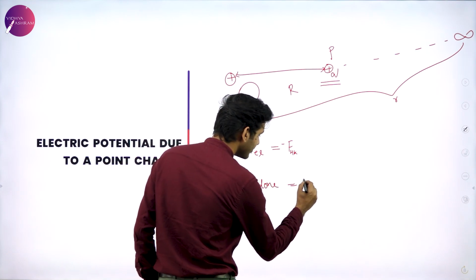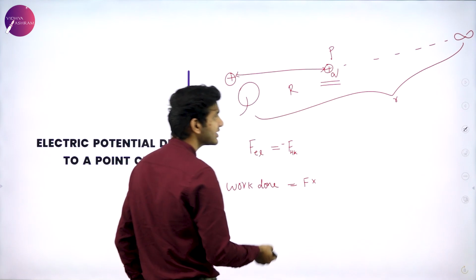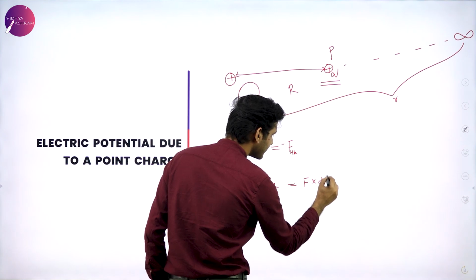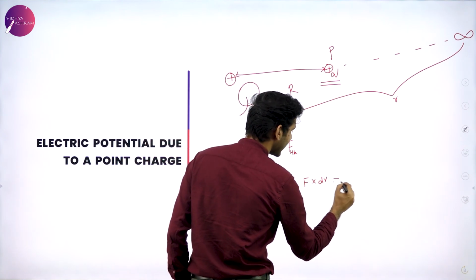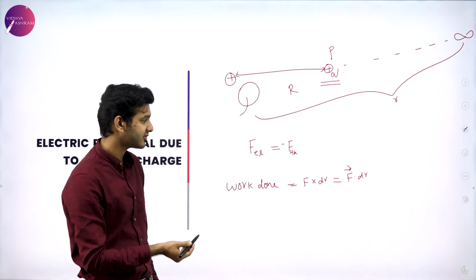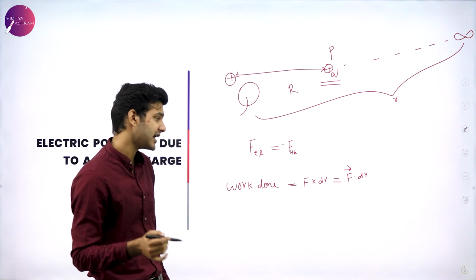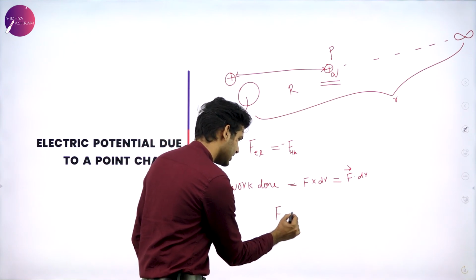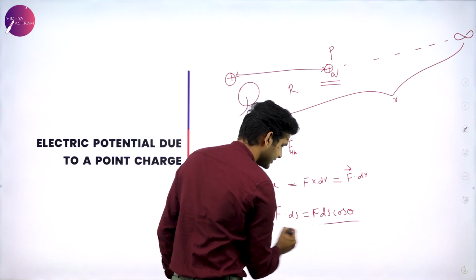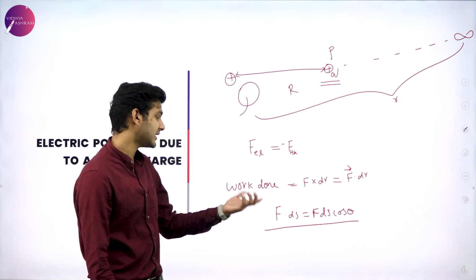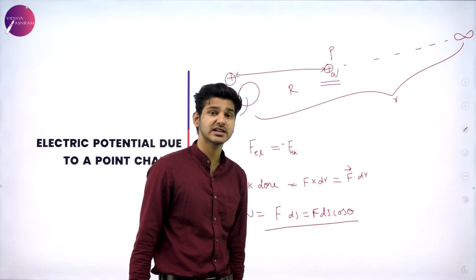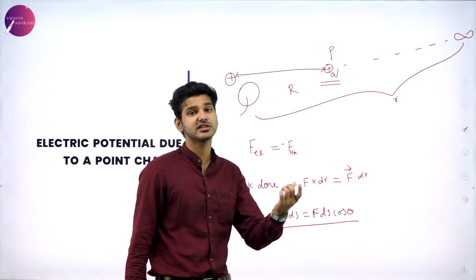Work done is equal to force times displacement. Here I am moving a distance of r, so I'll be moving a small distance dr. This can be written as F dot dr. Know that force is a vector quantity, and work is denoted as F dot ds, or F ds cos theta. This you have studied in your previous classes, which just indicates that work done is equal to force times displacement, and cos theta is nothing but the angle between the force and the displacement produced.